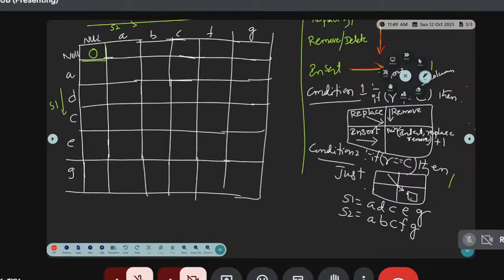Next, this null string should be converted into A. That means the string initially is S1 equals empty. Now S2, I want it to be A. The empty string I next want to see as A. And which operation do I have to do? Insert operation.